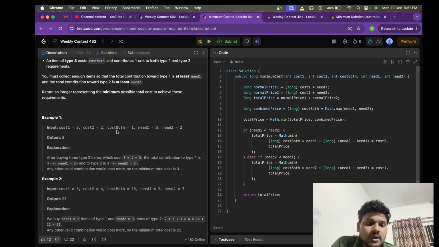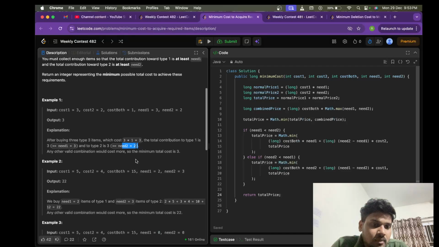But if we go with costBoth, in that case we will be able to achieve this at a cost of 3, and its contribution towards type 1 will be 3, and type 2 will be 3, which is more than its requirement, so we can go ahead with those numbers. So in this case, if we go with costBoth, we can achieve both need1 and need2. So here the optimal cost is 3.